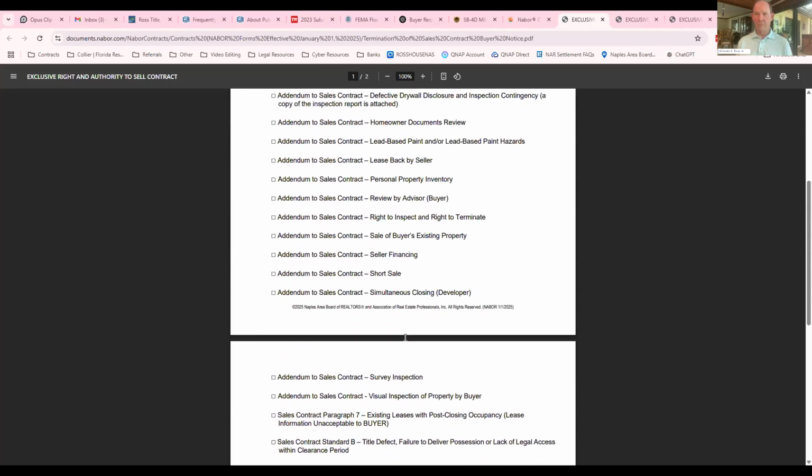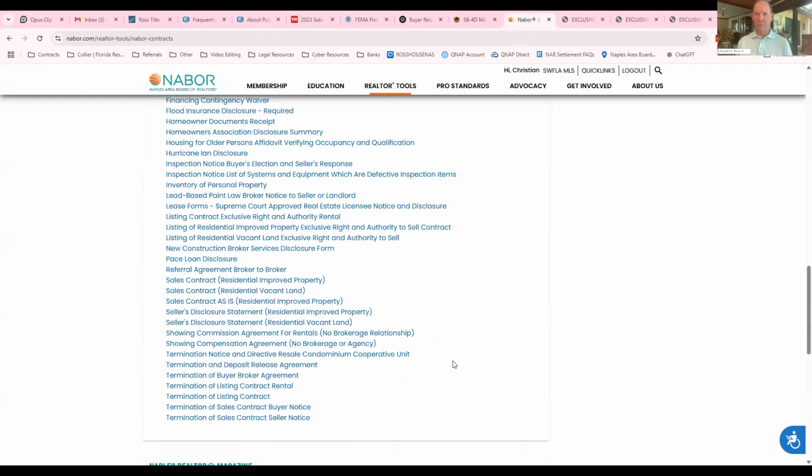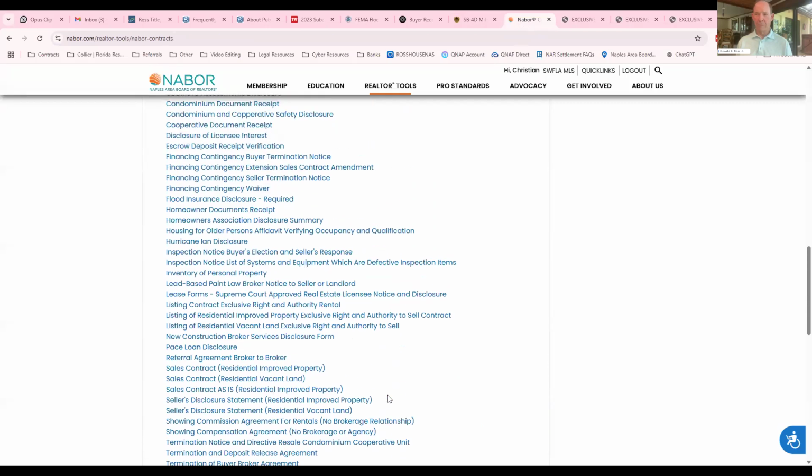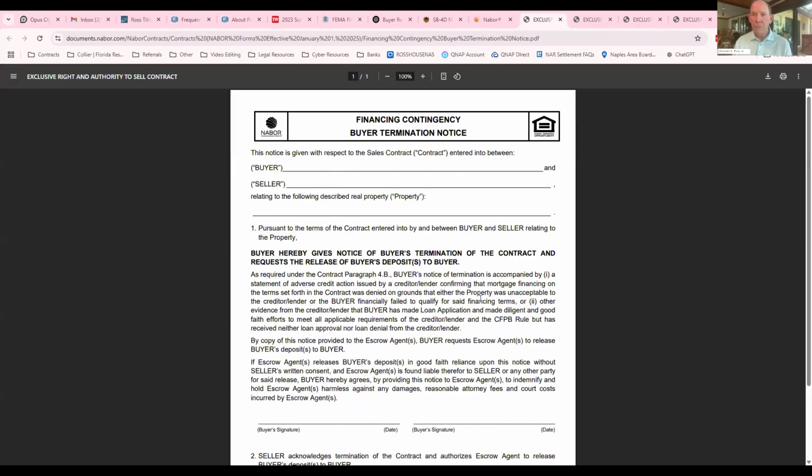And then the other thing, this is not the right form to use for a financing termination. That is somewhere else. Where's that one? I think that's called like the financing contingent buyer. Yeah, here it is. Financing contingency buyer termination notice. So they have a specific termination notice for terminating your financing. They have another one for terminating under the condo review period. And then they have another one for kind of everything else.